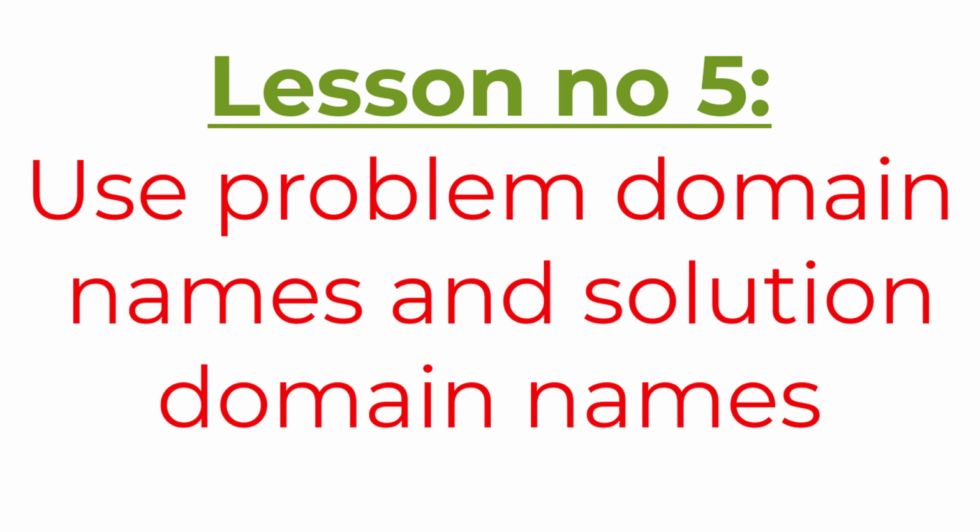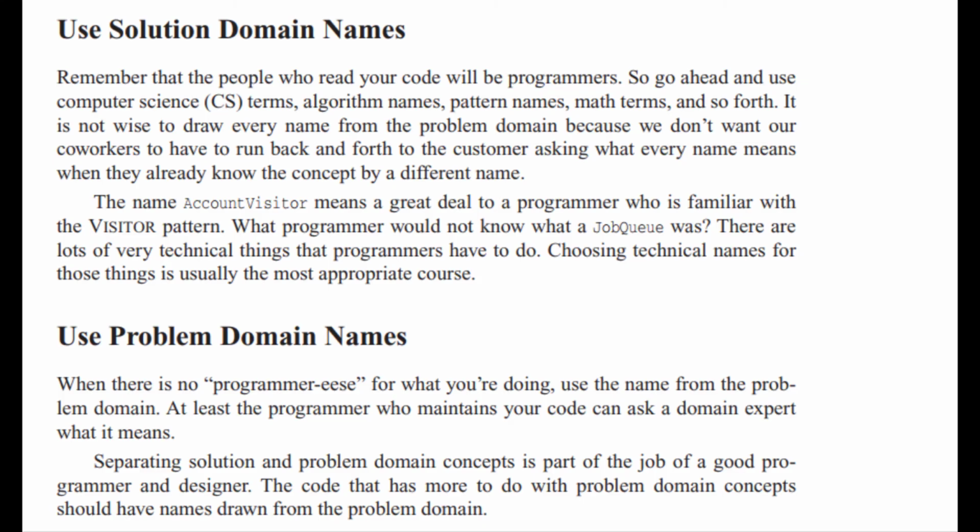Moving on to the 5th and last takeaway on meaningful names of variables, instances and classes, which is use solution domain names and problem domain names. Here the solution domain name means names from computer science terms, and problem domain name means names from the business terms the software is being made for. Remember that people who read your code will be programmers, so go ahead and use computer science terms like algorithm names, pattern names, and so forth. When these kinds of names are not available or not appropriate, use problem domain names so that at least the programmer who maintains your code can ask the domain expert what it means.